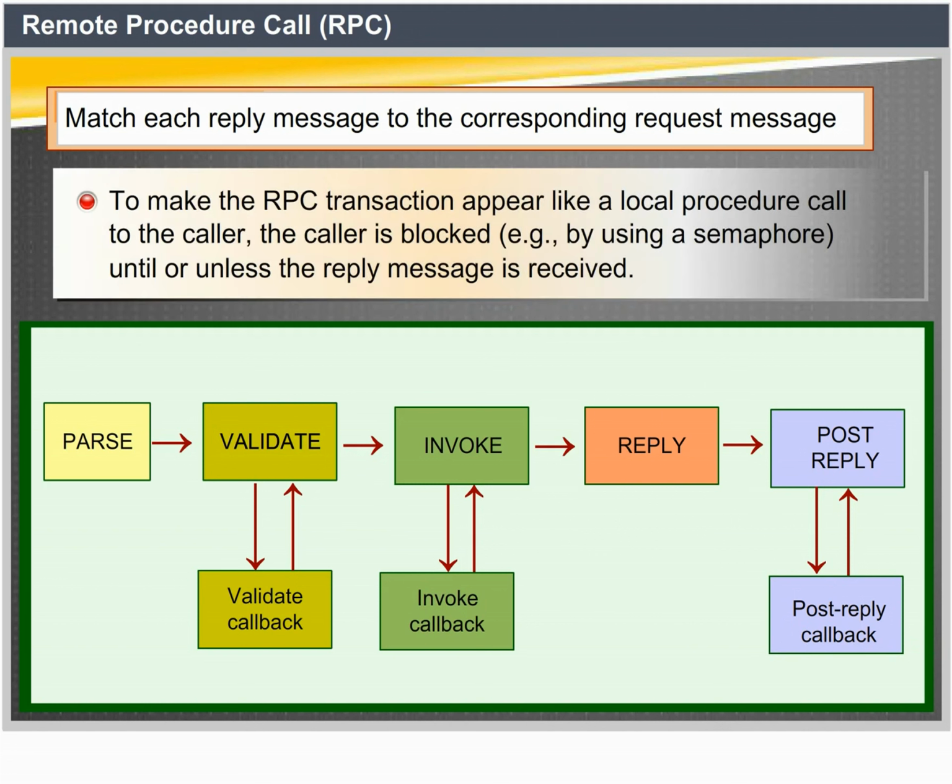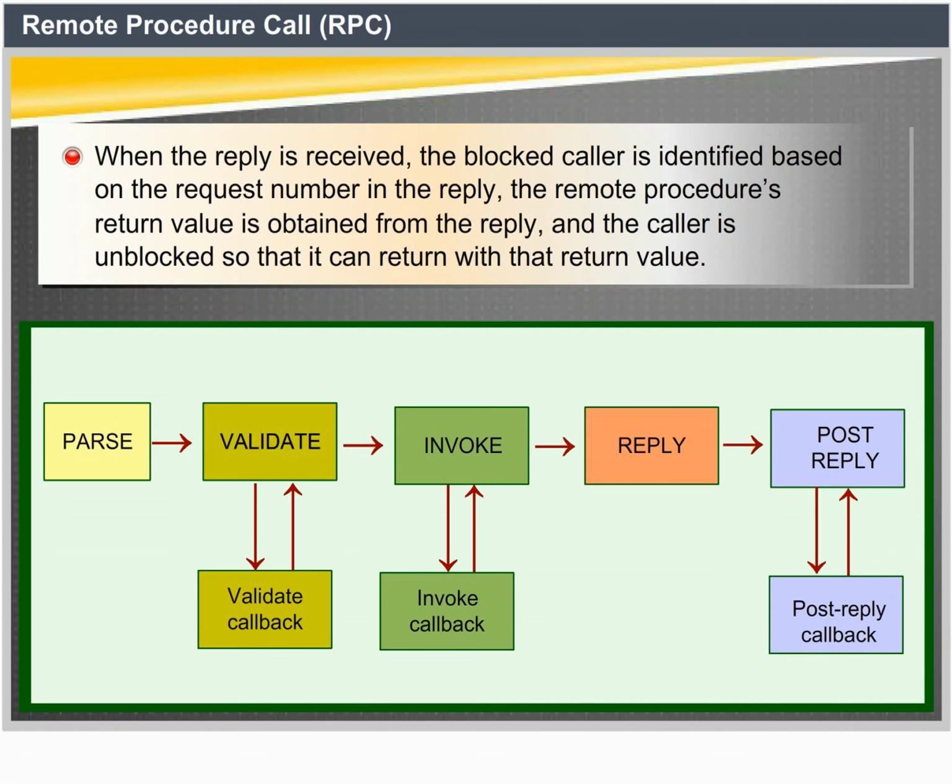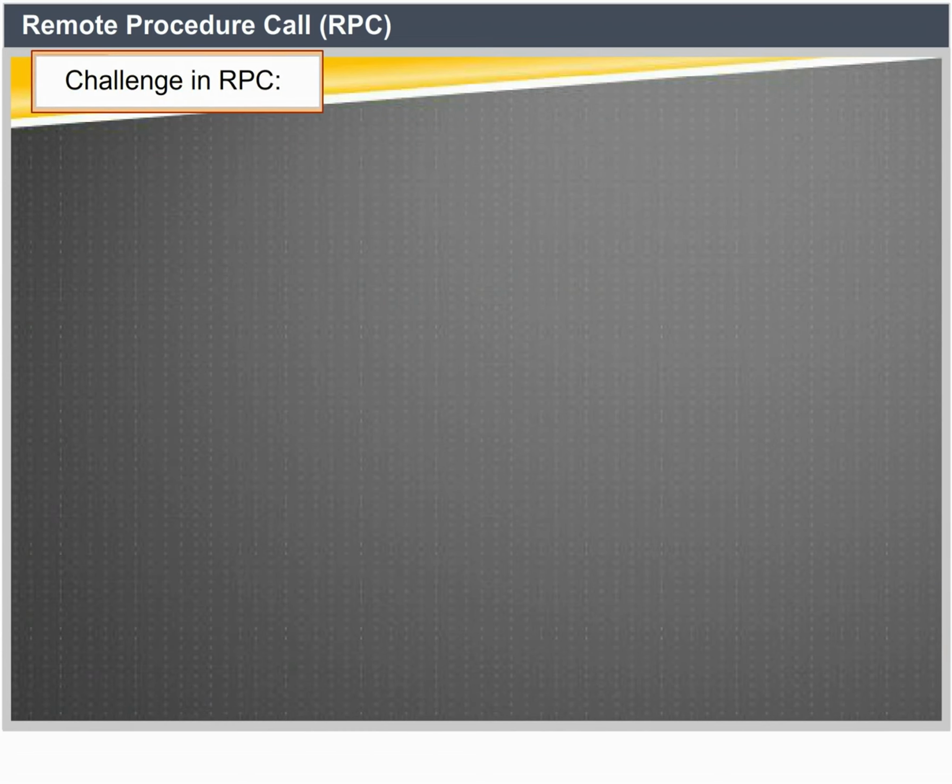To make the RPC transaction appear like a local procedure call, the caller is blocked, for example, by using a semaphore until the reply message is received. When the reply is received, the blocked caller is identified based on the request number in the reply. The remote procedure's return value is obtained from the reply and the caller is unblocked so that it can return with that return value.